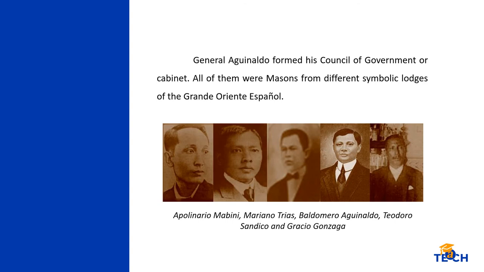General Aguinaldo formed his Council of Government, or Cabinet. All of them were Masons from different symbolic lodges of the Grande Oriente Español. The first picture is Apolinario Mabini, second is Mariano Trias, third is Baldomero Aguinaldo, fourth is Teodoro Sandico, and last picture is Gracio Gonzaga.